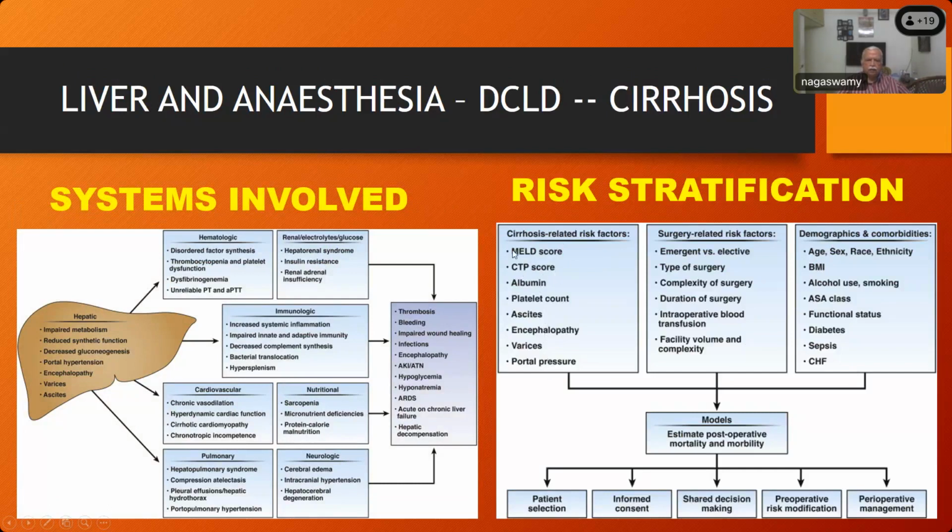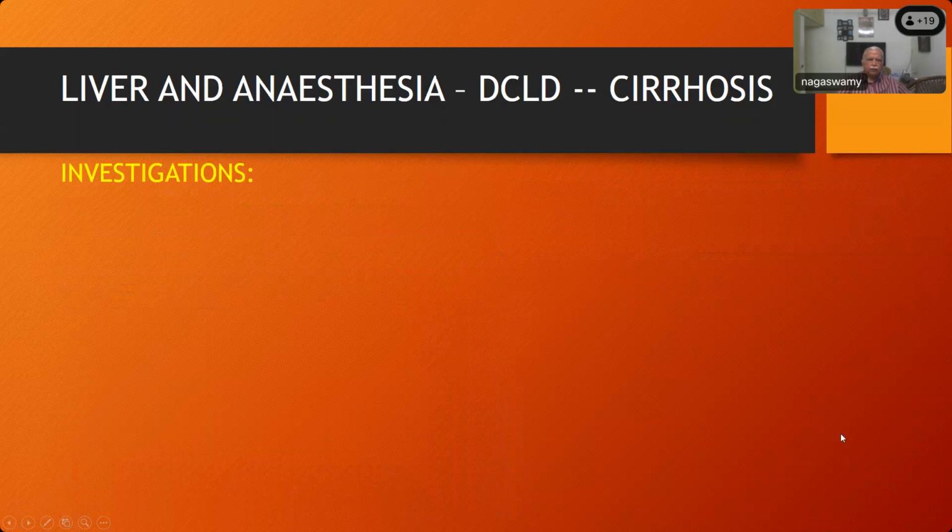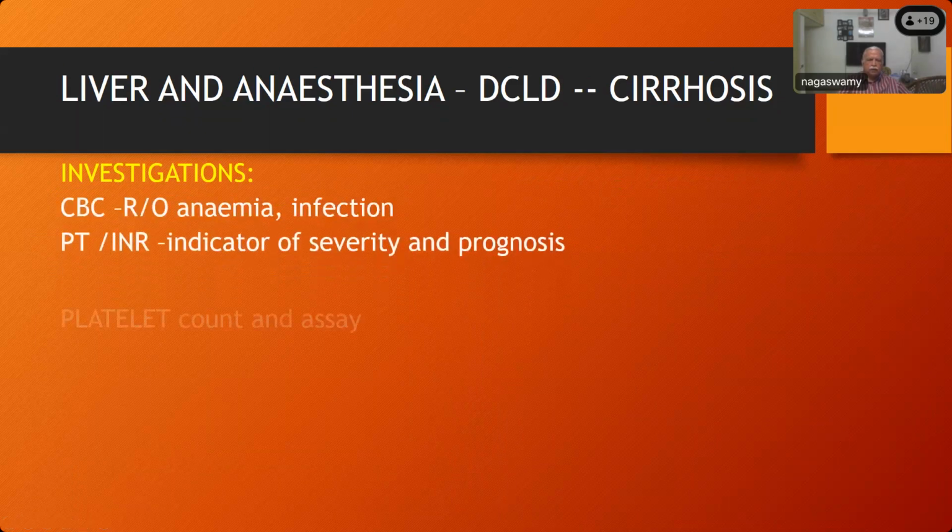Like we have a scoring system plus the parameters that are taken are the albumin level, platelet count, ascites, encephalopathy, varices, portal pressure, and the surgery related factors, demographic factors. All these things have to be taken into account. The investigations we commonly do for any surgery plus PTINR is very important as an indicator of the prognosis and severity.